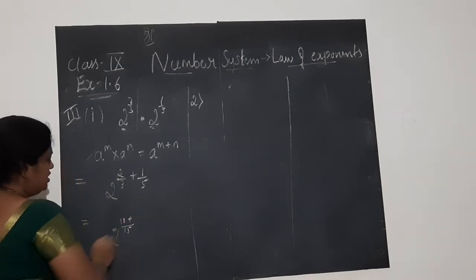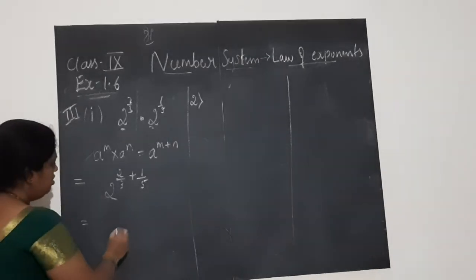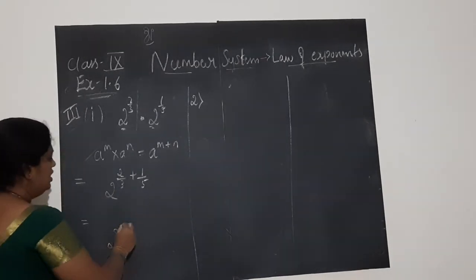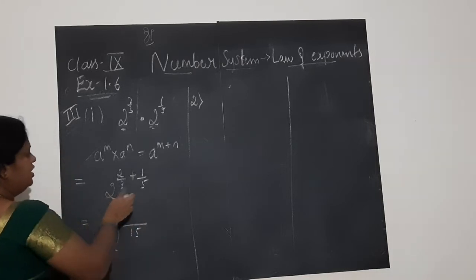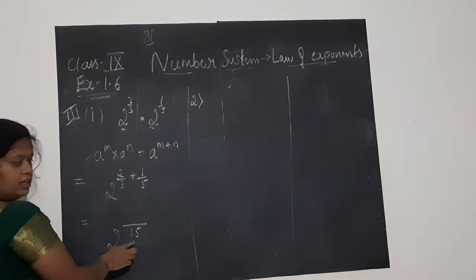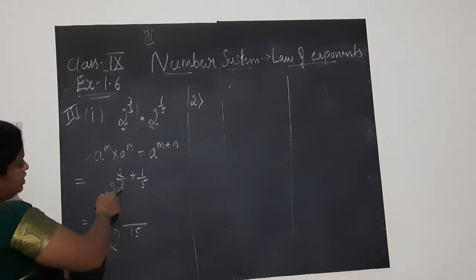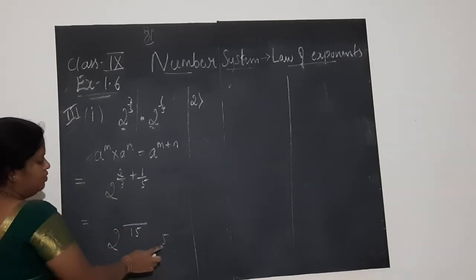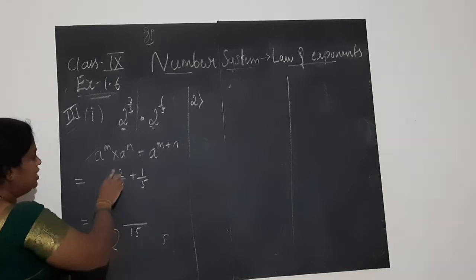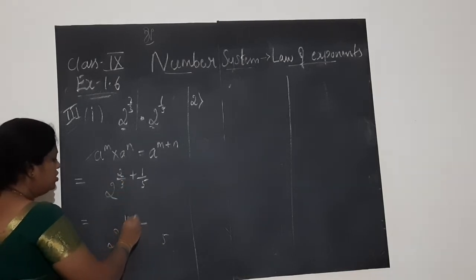Plus again, let me write it a little bigger, you cannot see. LCM is 15. 3 and 5. 3 1s are 3, 5 3s are 15. This denominator 3. Hope you have not forgotten taking LCM. Remainder is 5. Whatever the remainder you get, multiply that with the numerator. Means 5 2s are 10.